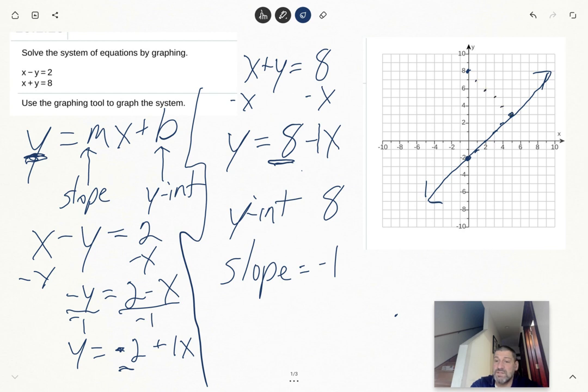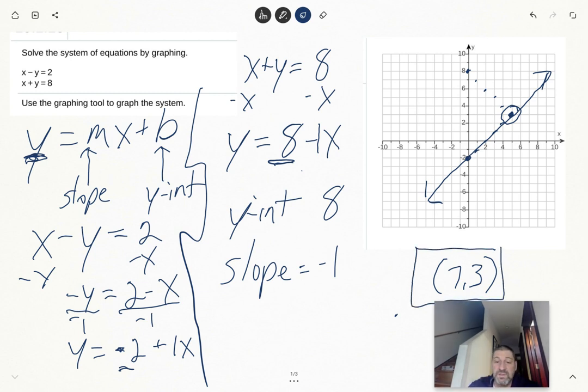Okay, and then I'm going to see right where they intersect, which is right there. And that point would be x is 7 and y is 3. Okay. So that should be our solution if I did everything right.